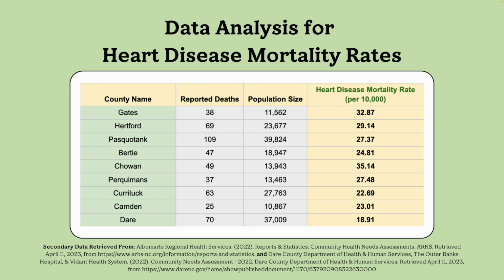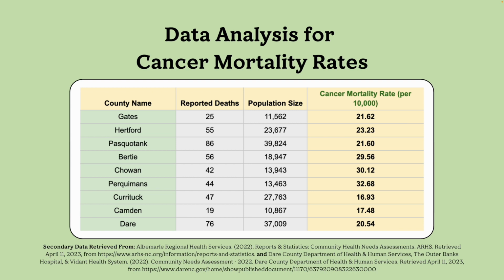So regarding the data analysis for heart disease mortality rates, we have the county name column, as well as reported deaths and the population size for each region. And we took the formula for the chronic diseases from the methods as well, and used it to determine the heart disease mortality rate. And this is per 10,000 individuals as well. And then we have to break this down and look and see exactly which one has the highest prevalence. So in this particular scenario, as we can see, Chowan has the highest heart disease mortality rate out of all of these counties.